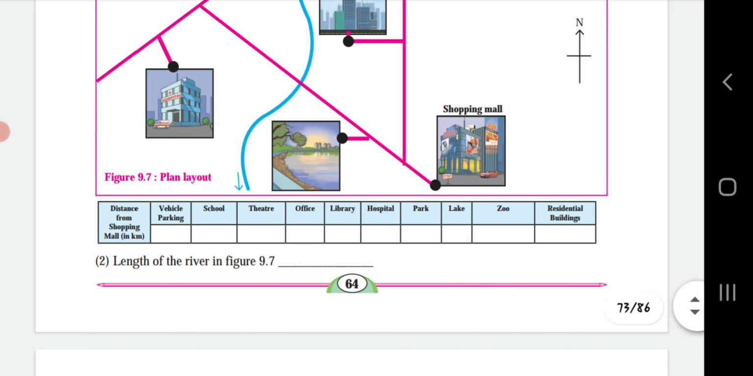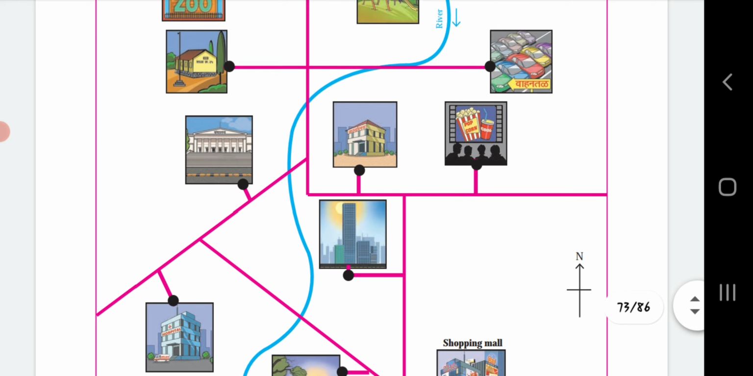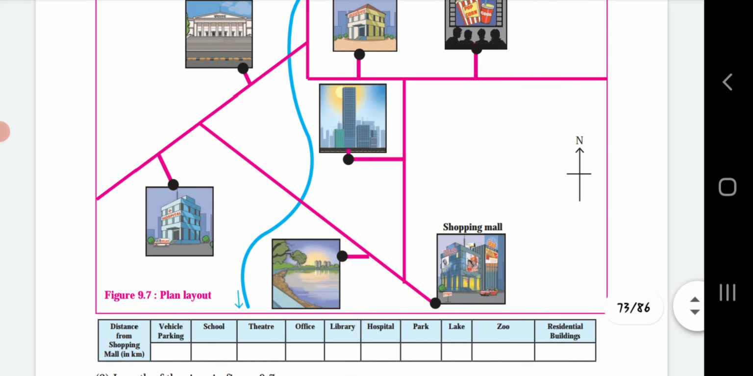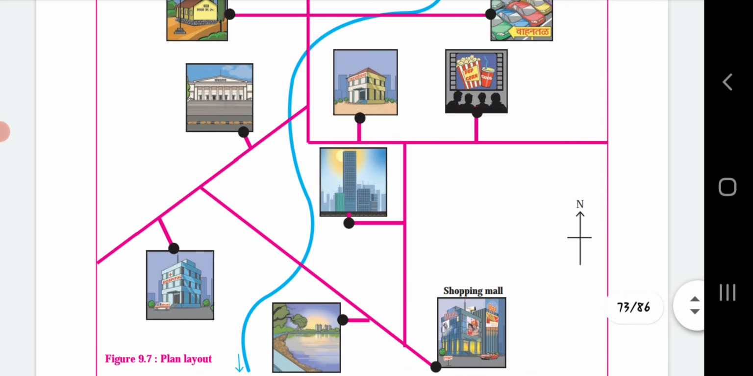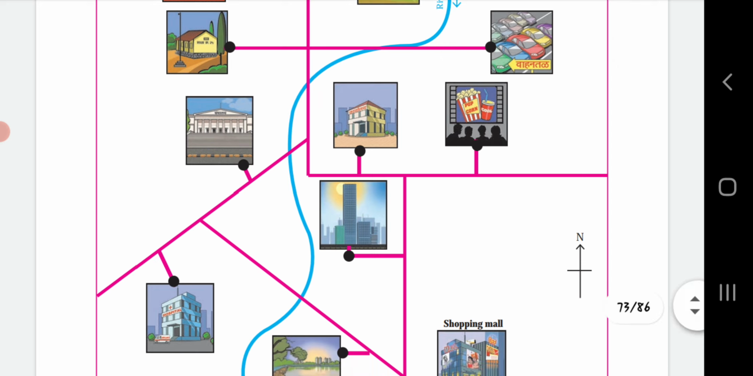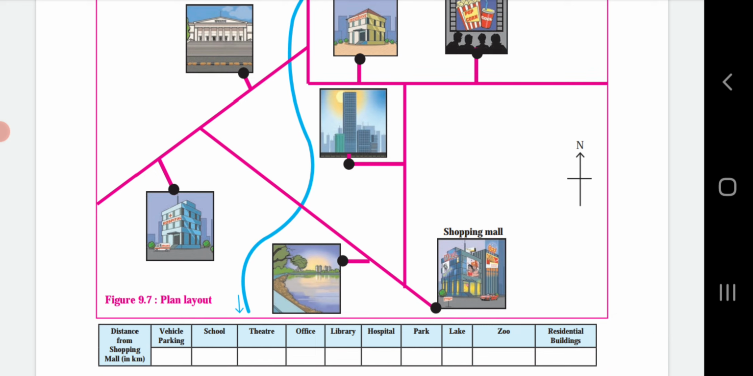So the length of the river in figure 9.7 they had given. First we will calculate all this with the help of scale. If you take scale on the basis of this figure 9.7, that play layout, you have to calculate the distance of various locations from shopping mall. From shopping mall we have to calculate each road and write it down. From shopping mall to vehicle parking, it will be 1.3 plus 6.5 plus 3.2 plus 4.2 plus 6.2, that will be equal to 21.4 kilometers.